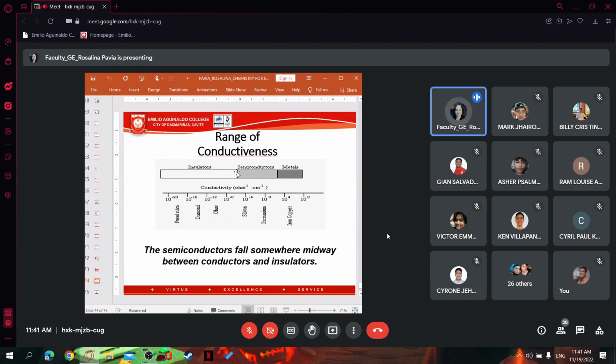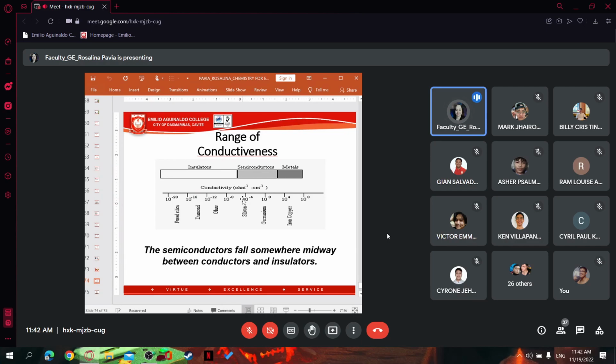Sa insulators, the conductivity for fused silica, diamond, and glass is about 10 to the minus 20 to 10 to the negative 8 per ohm per centimeter. Ohm is actually a unit for resistance. But in this case, pag dinagdagan mo per ohm per centimeter, it becomes conductivity unit.